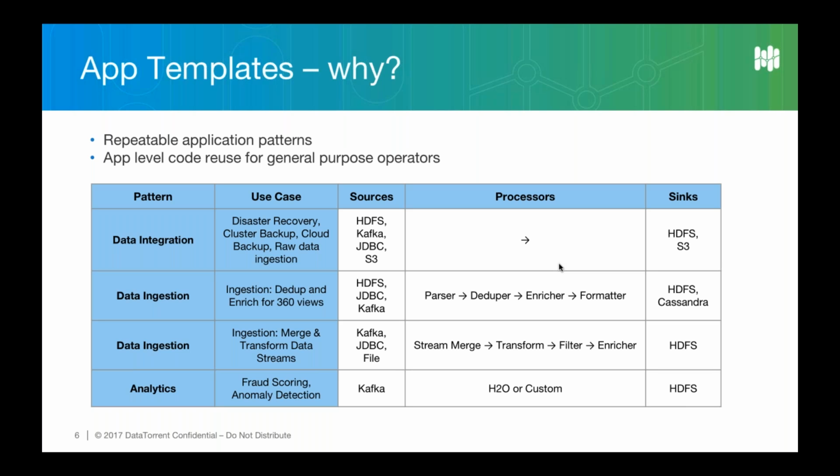And when we are looking at these patterns, there are different types of patterns that came up. Essentially, the very basic pattern that a lot of people want is just to move data from point A to point B, without any processing. For example, a disaster recovery use case: you want to take your data from your production HDFS cluster into your backup HDFS cluster, your production data lake into your backup data lake.